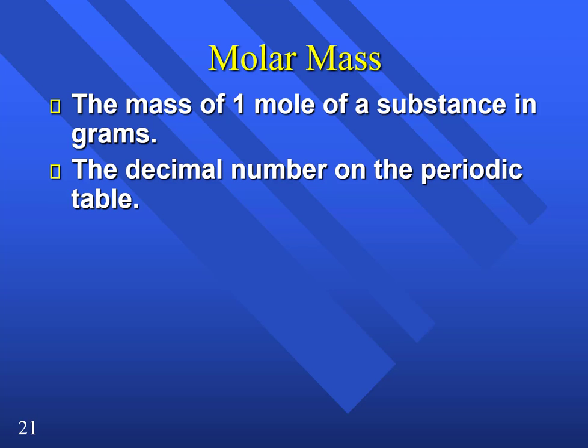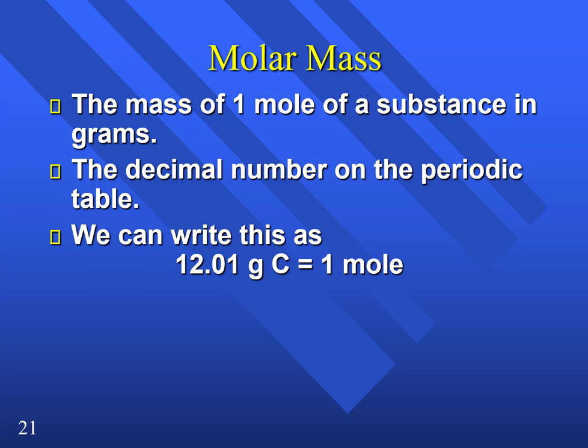So if I look up carbon on the periodic table, it says 12.01. Okay? That means 12.01 grams of carbon is 1 mole of carbon. So if I had 12.01 grams of carbon, I would have 6.02 times 10 to the 23rd carbon atoms.